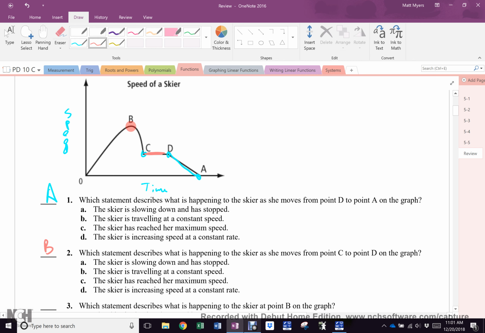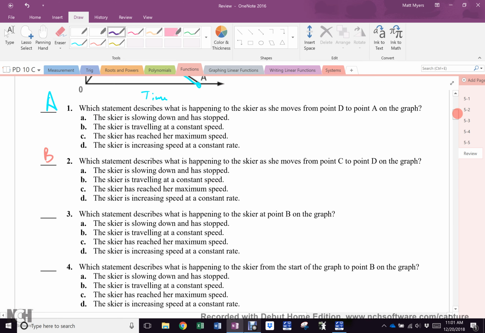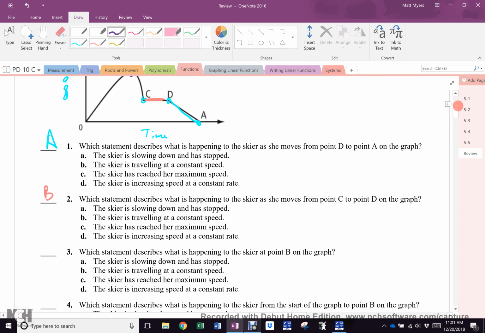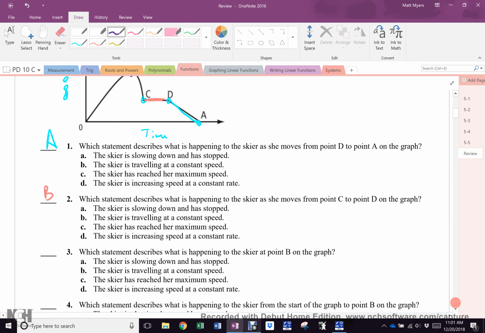Point B, I will change colors again to purple. Point B right there. The skier is speeding up, and then what? Reached maximum speed, because after that, slows back down.